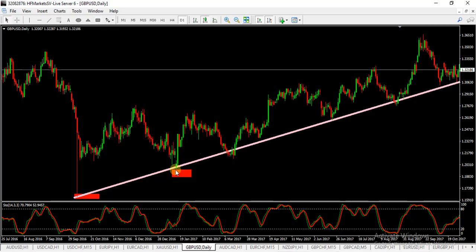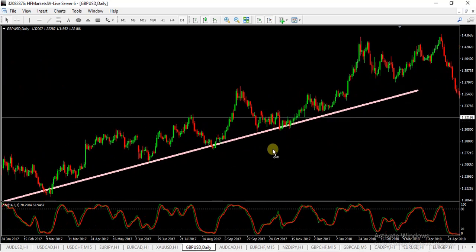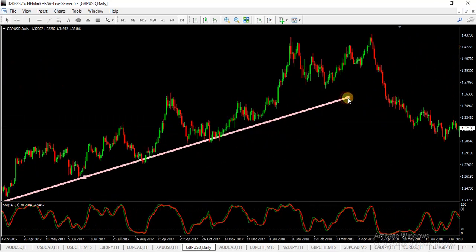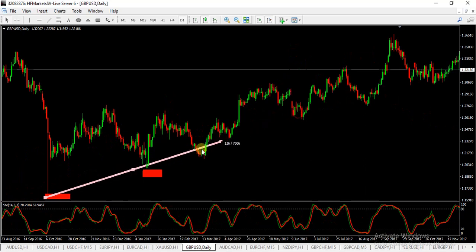So we waited. We connected our line, joining those 2 swing lows, waiting for price to come down. We extended it something like this. Our line should pass through these 2 swing lows, expecting price to come back and bounce here again in the future. Now price went up and came back and bounced.